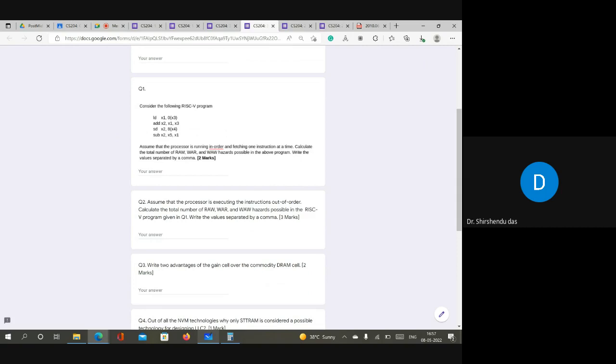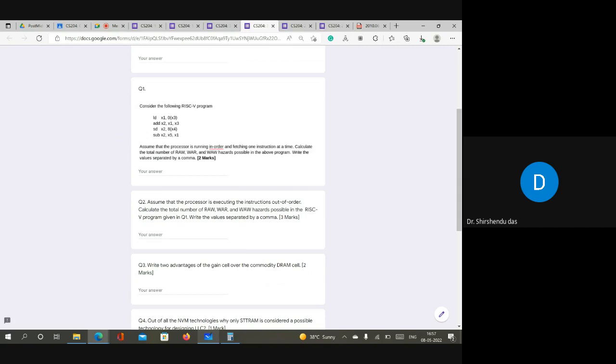WAR hazard means write after read. I think I have explained it in class. So write after read means if an upper instruction is reading a register, then that read has to complete before it is written by the next instruction. So you can see here, this sub is writing in x2, right? And this store is reading x2. So the read of the store instruction must be completed before executing the last instruction sub. So there is a write after read hazard between the last two instructions here.